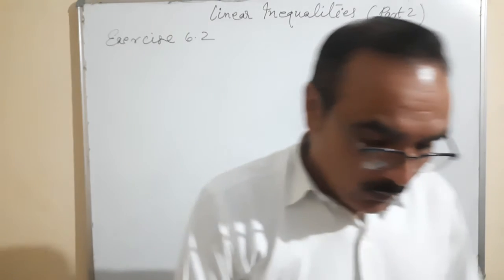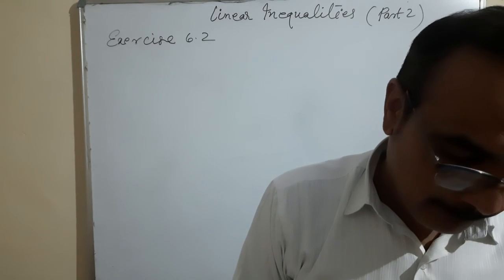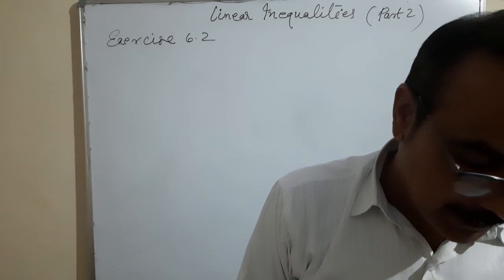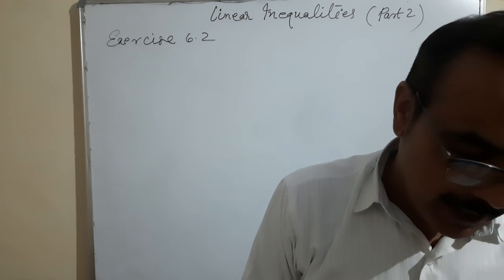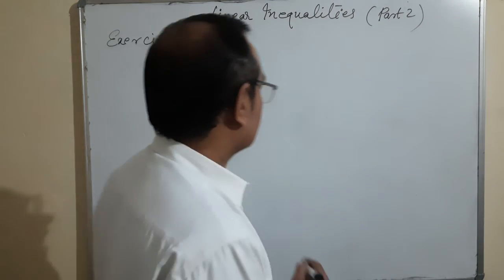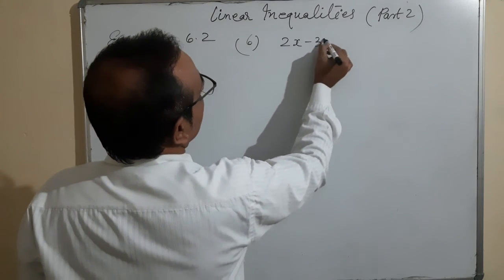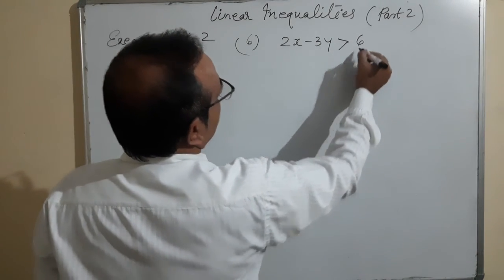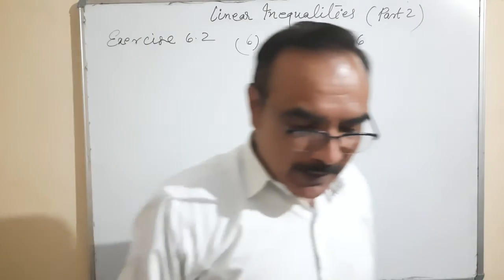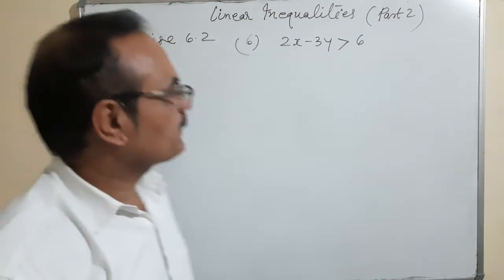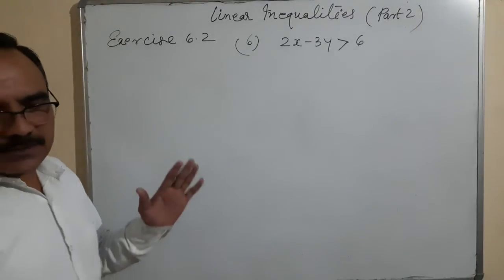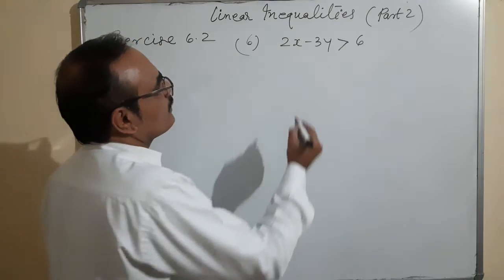Now let us take one question. I am taking this question, 2x minus 3y is greater than 6. Sixth question, 2x minus 3y is greater than 6. Procedure is same, no change in the procedure.